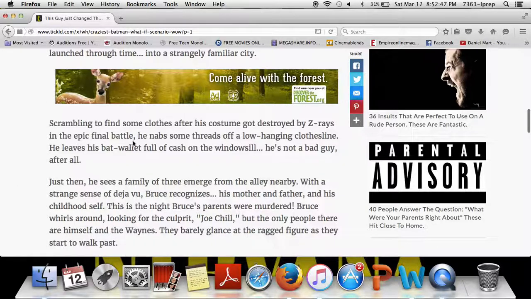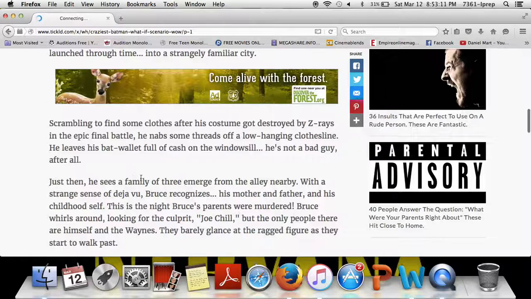In the epic final battle, he nabs some threads off a low-hanging clothesline. He leaves his bat wallet full of cash on the windowsill. He's not a bad guy, after all, which is kind of funny. Bat wallet, didn't they do that with the Schumacher films with Val Kilmer and George Clooney? Didn't they have like a Batman credit card? That's kind of funny, but whatever.